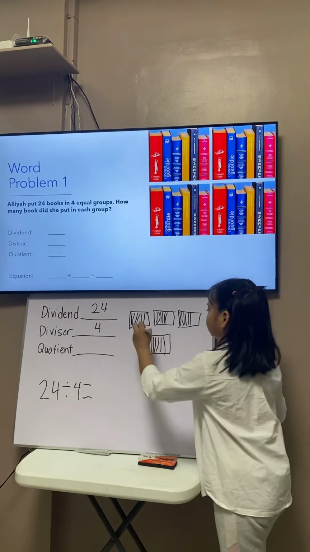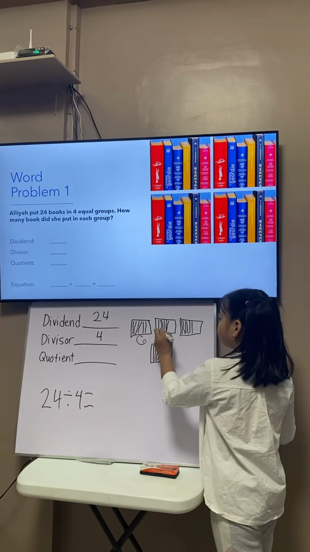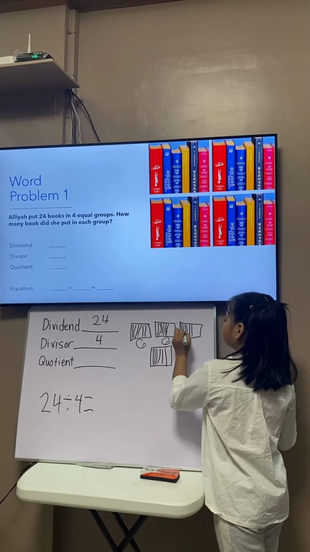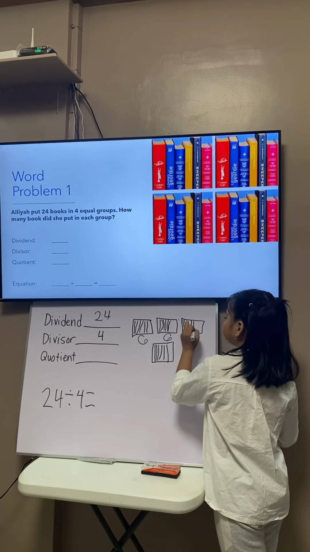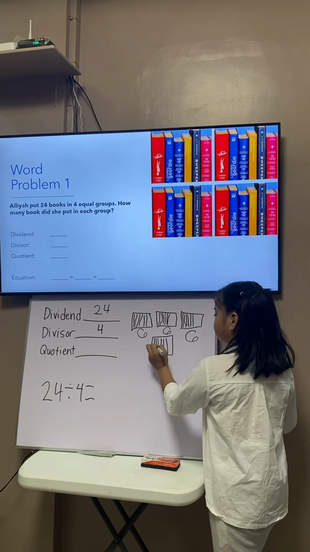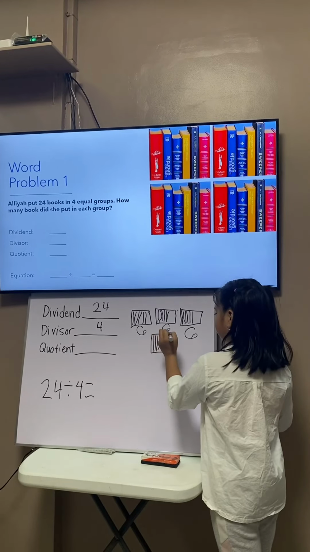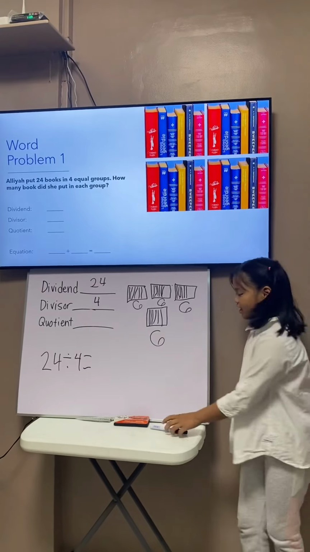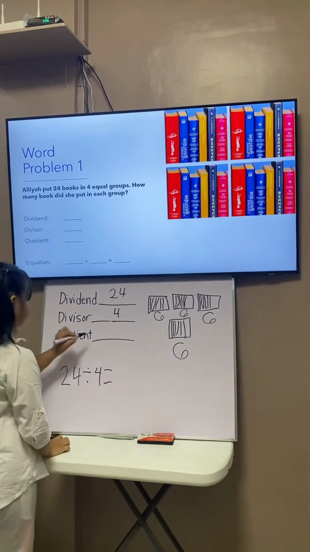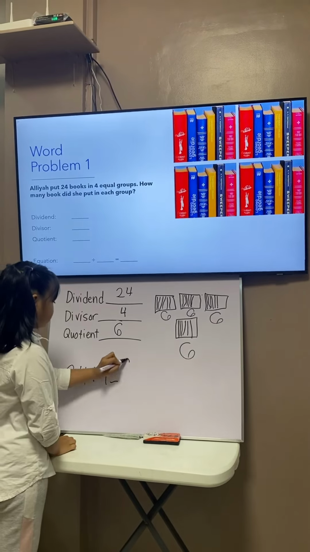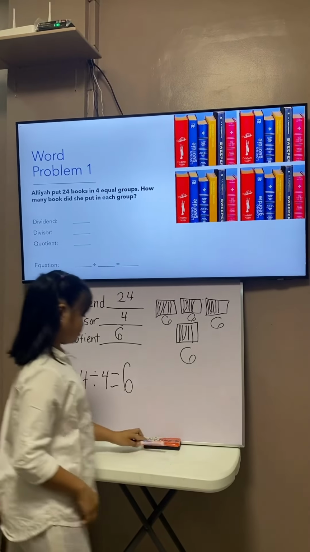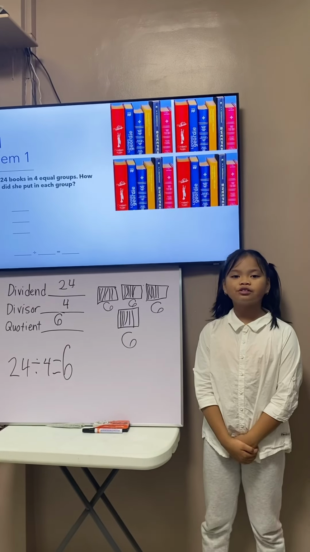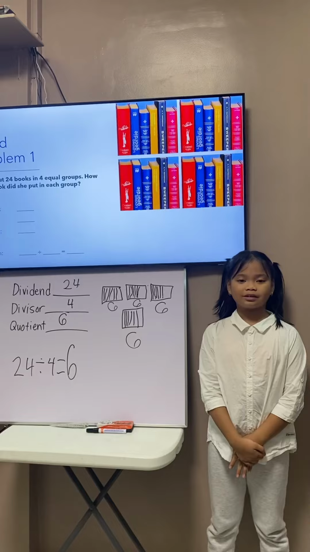1, 2, 3, 4, 5, 6. Each group has 6. And the answer is 6. Aliyah put 6 books in each of the 4 groups.